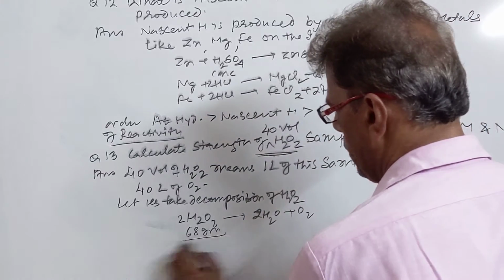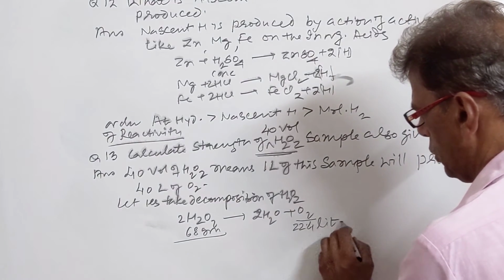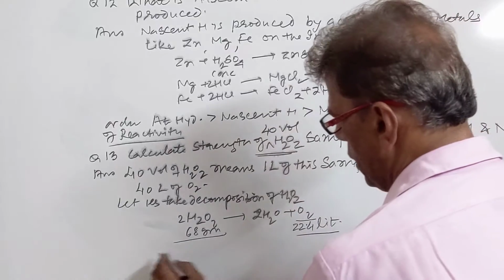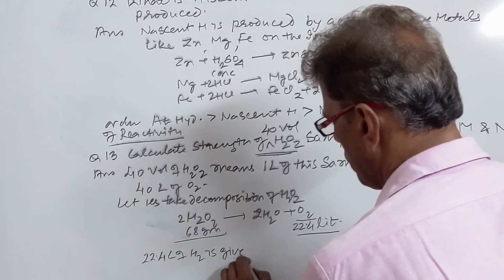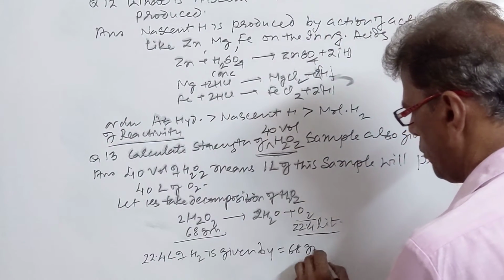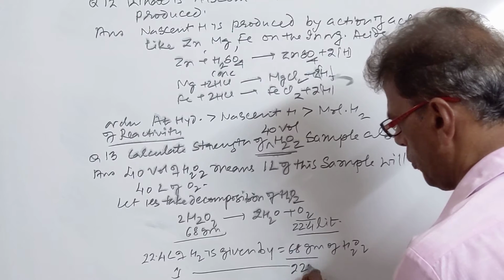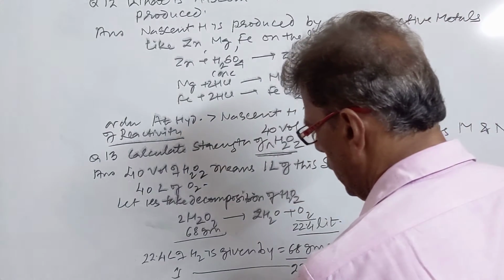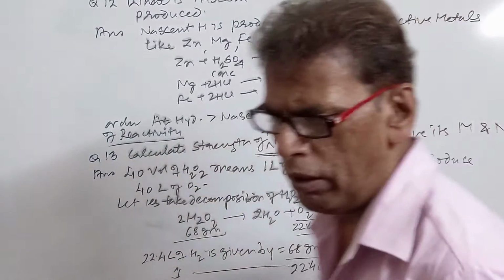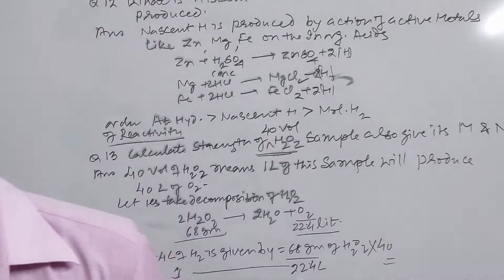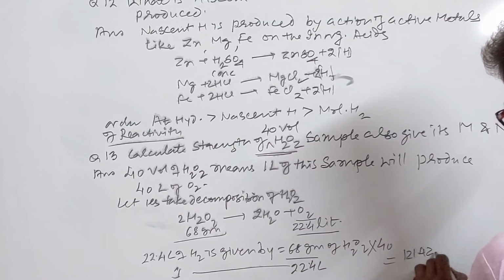Its weight is 68 gram here. So how much oxygen is produced here? 22.4 liters of oxygen is produced here. Now we will follow the unitary method: 22.4 liters of O2 is given by 68 gram of H2O2. 1 liter will be given by 68 upon 22.4, and 40 liters will be given by multiplying by 40. So from here we calculate the strength of the hydrogen peroxide in grams per liter. It comes out to be 121.42 gram per liter.